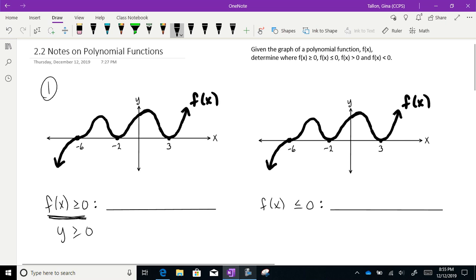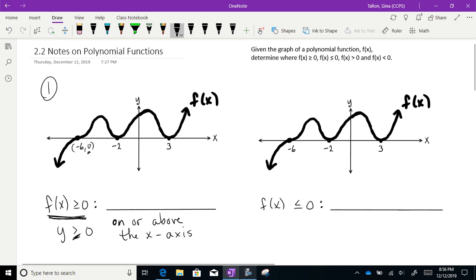F of x and y are interchangeable, so I'm looking for the places on the x-axis, the x values from negative infinity to positive infinity, for which the y values are either on or above the x-axis. When the points are on the x-axis, that'll take care of my equal sign. For instance, this negative 6 is really negative 6 comma 0. So you can see that 0 right there. That's where y is actually equal to 0.